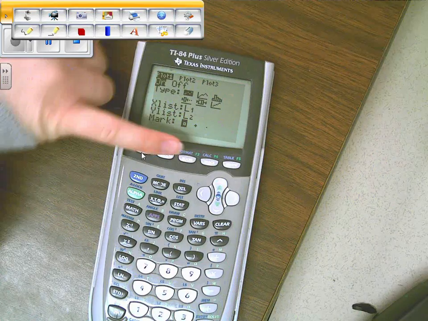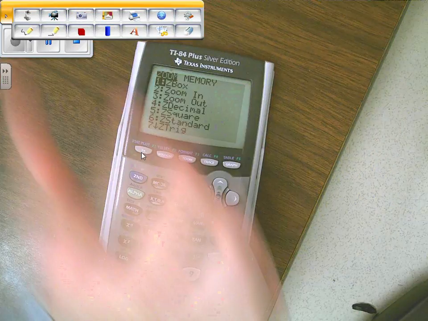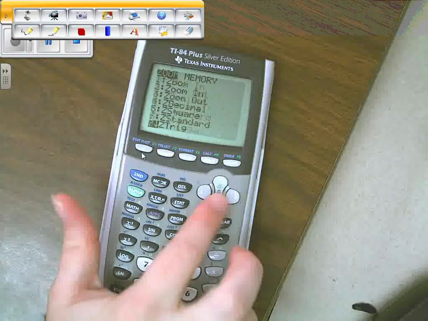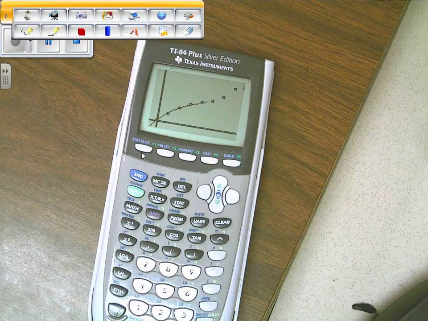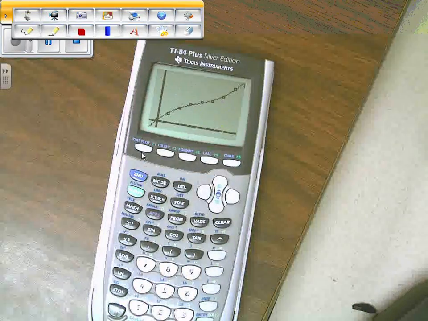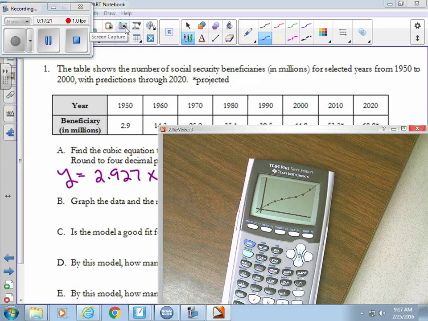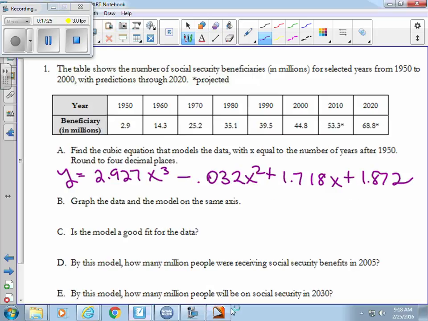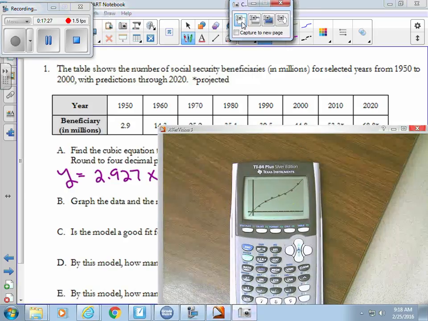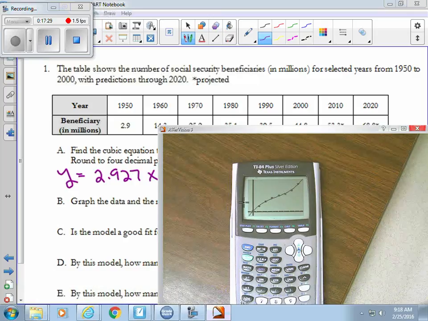Okay, and then I'm going to go to Zoom and down to Stat. That will fit a perfect window to the data. Any questions about that? You go to Zoom, Zoom Stat. What number is Zoom Stat? 9. So Zoom 9. What is that stat? It puts it to where your window perfectly fits the data you typed in.